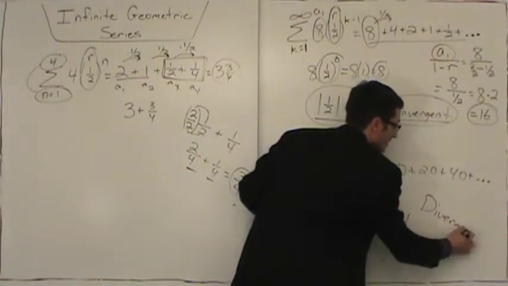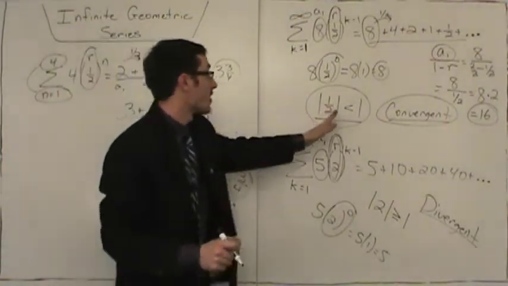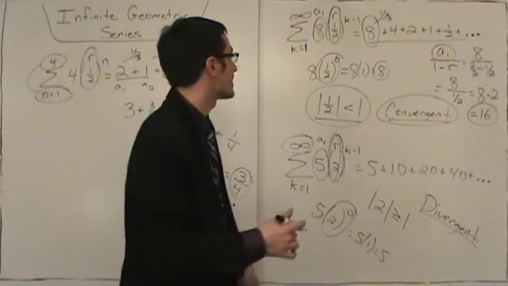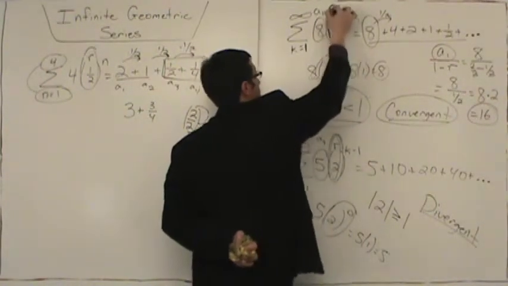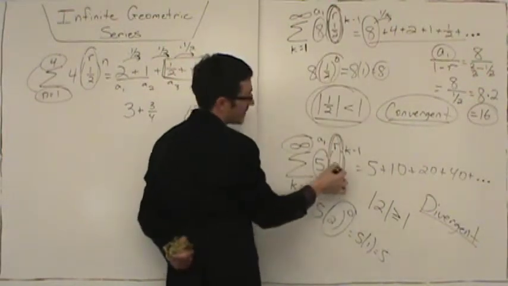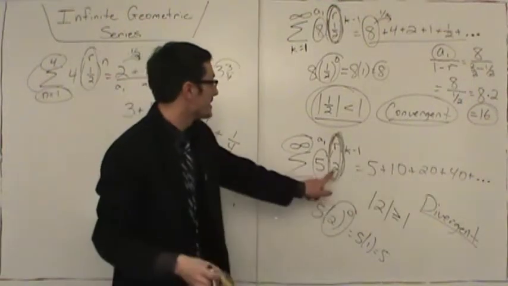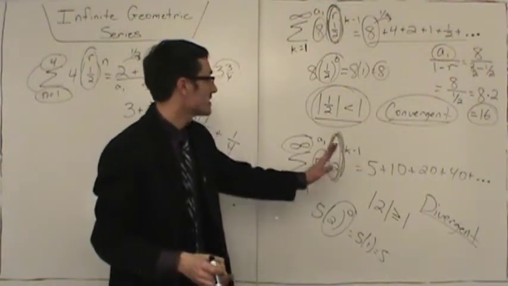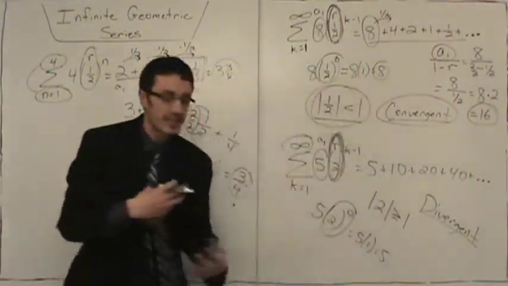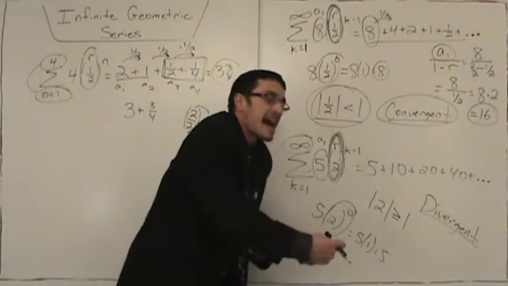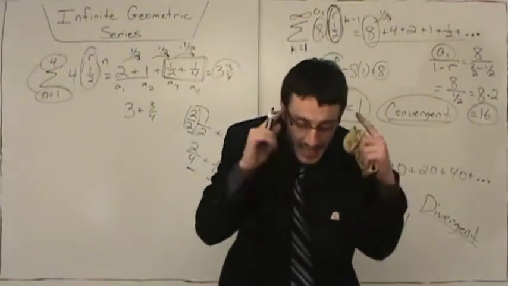Now, divergent, why? Well, let's talk about what this means. If the r value is bigger than 1, if you're multiplying by a number that is bigger than 1, what is happening to each value? The values are getting what? Larger. And if the values are getting larger, as you continue to add, these are not getting close to a number. They're getting further away from any number you can think of.